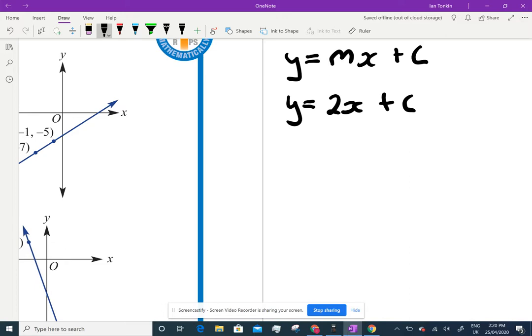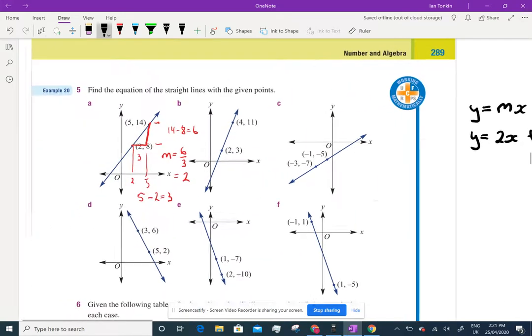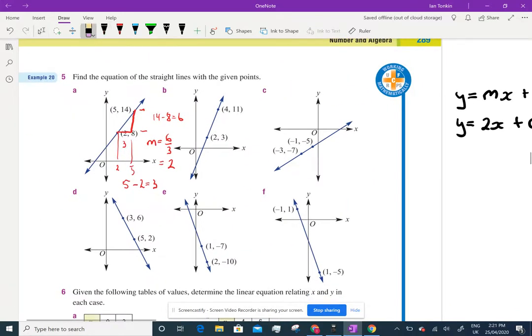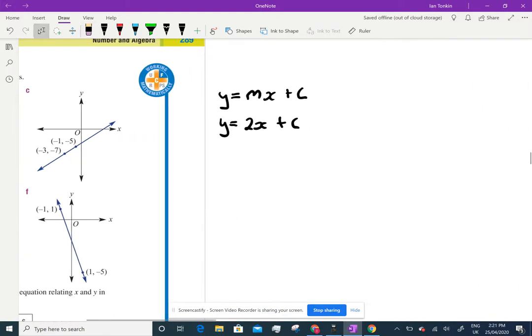And I don't know what the c value is, but what I'm very fortunate in is that they've given me 2 sets of coordinates. They've given me 5 and 14 and 2 and 8. So I'm just going to sub in 2 and 8. And remember, the first value is your x value, and the second value is your y value. So if I put them in, I should be able to write an equation and find c.